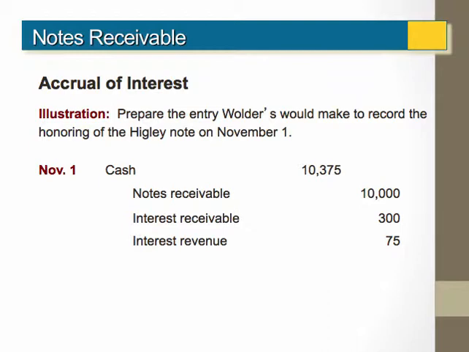So what happens then, at the time of payment of the note, we would receive the cash, and we would show that the notes receivable has been paid by doing the credit for $10,000. We would show that the customer paid us for the $300 of interest that we had earned in the prior period, and then we also recognize the interest revenue that we earned in the current period. So we would do the debit to cash, the credit to notes receivable, the credit to interest receivable, and the credit to interest revenue.